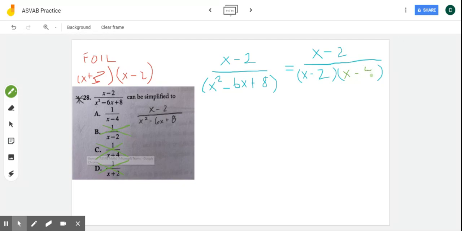So then if that was minus 4, these cancel out. We end up with a 1 on the top. And our answer is A.